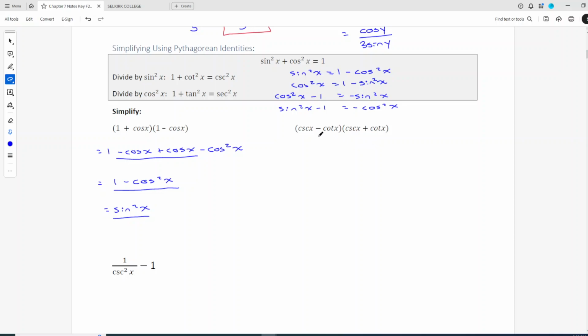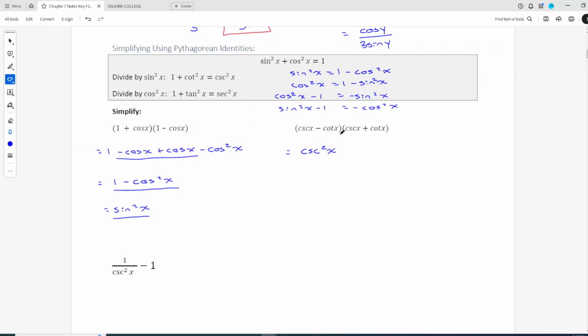Maybe not. There are a few ways of approaching this question. When I look at this, the first thing I thought is, oh my goodness, I want to change everything into sines and cosines, because that's what I was taught in the last lesson. But I told you at the end of the last lesson, don't get stuck on that. What if I distributed it as is? I'd get cosecant x times cosecant x, which would give me cosecant squared x.